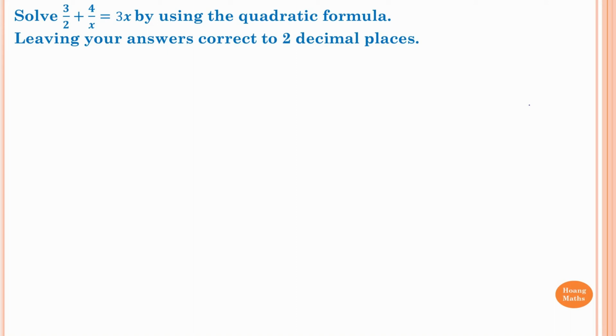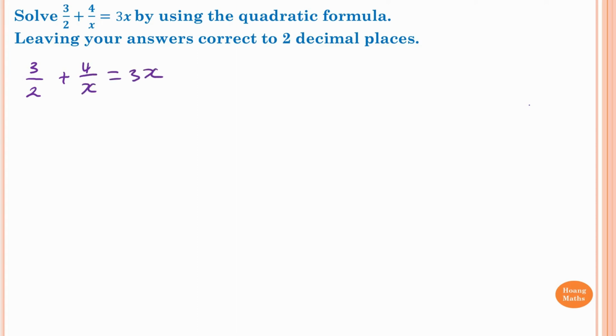If you can, please download or print out the PDF file in the description below so you can work with me. Let me write down the equation first. So 3 over 2 plus 4x is equal to 3x.